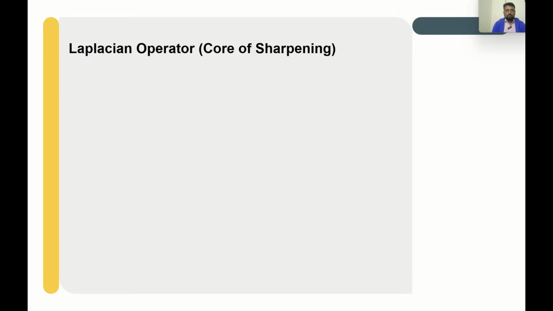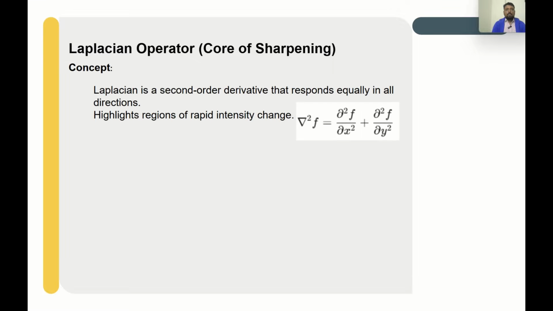Okay. Then we have Laplacian operators, the core of sharpening. So the main core of sharpening is actually the Laplacian operator. The Laplacian operator is a second order derivative that responds equally in all directions. It highlights regions of rapid intensity change. So wherever it finds that intensity has changed, that place it will particularly highlight.